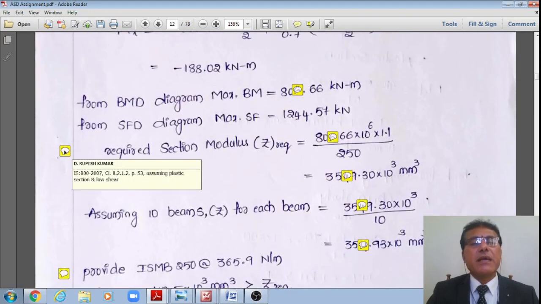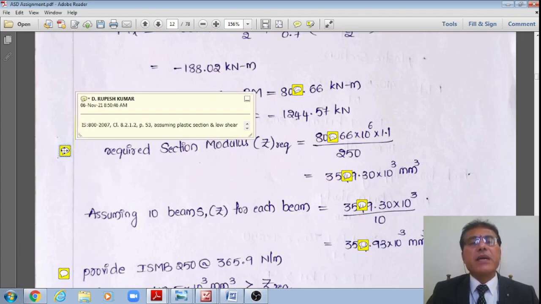Next heading is the design. Therefore, as per IS 800 2007 clause 8.2.1.2, page number 53, assuming plastic section and low shear. I have already explained this in the previous subheading, student. I will not go through the codal specifications now.